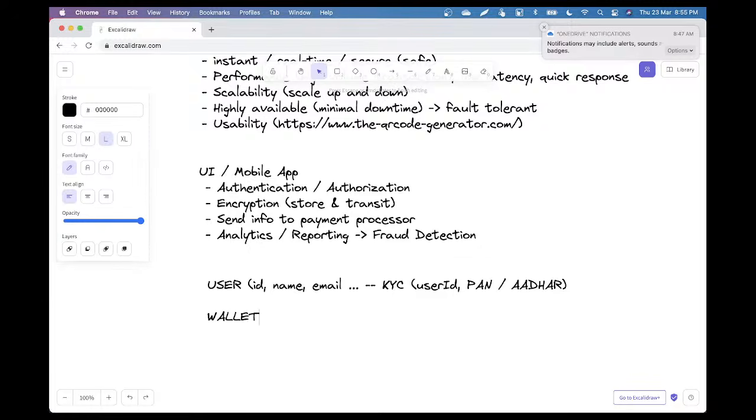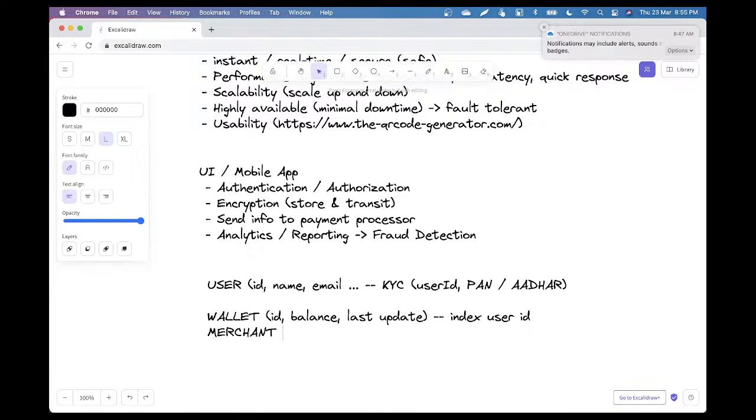Other one, you may have wallet, and wallet will have the balance as well. So it will have ID, balance, and last updated time. And then you may want to index this also with user ID. So this is in general the database design.